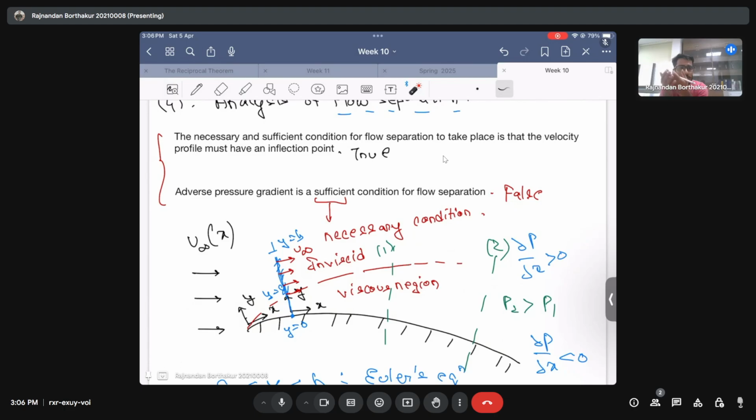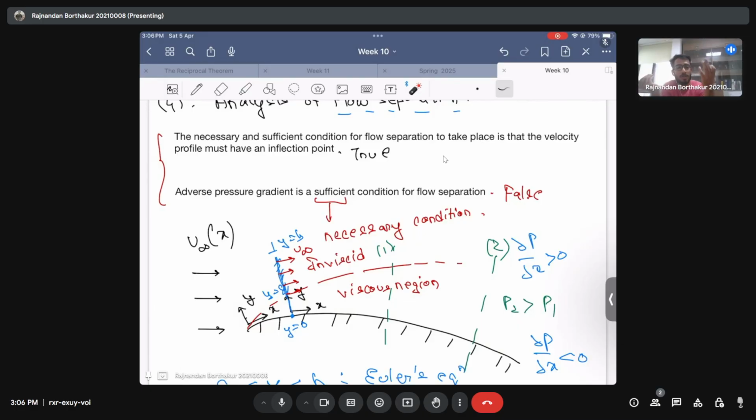Now if you do the same analysis above the viscous region, that is in the inviscid region, you will eventually see that your dp/dx is actually a function of U infinity, which is now a function of x, meaning that now dp/dx is not equal to 0. So if dp/dx is not equal to 0, we have two scenarios, okay? dp/dx can either be greater than 0 or less than 0.